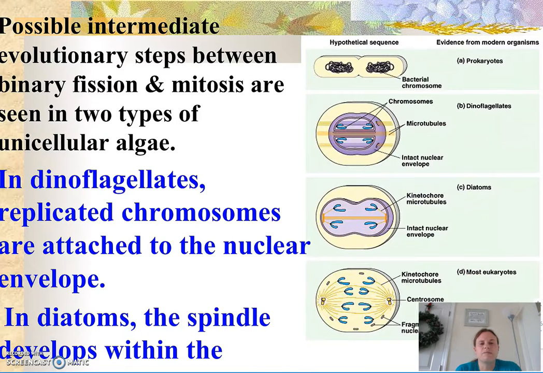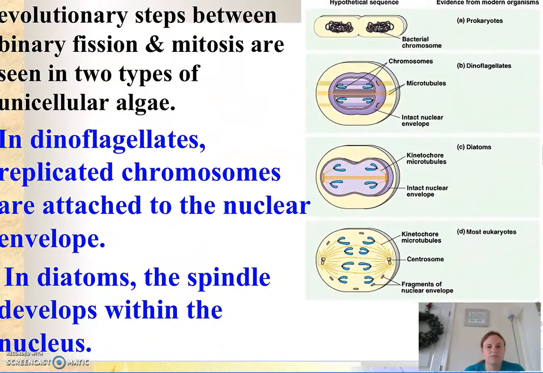Scientists believe that there have been possible intermediate evolutionary steps between binary fission and mitosis, and these are explored in 2 different types of unicellular algae. So dinoflagellates are unicellular protists. 90% of marine plankton are dinoflagellates, and they could be photosynthetic or non-photosynthetic, where they get their food by feeding on protists. So in dinoflagellates, the replicated chromosomes are attached to the nuclear envelope.